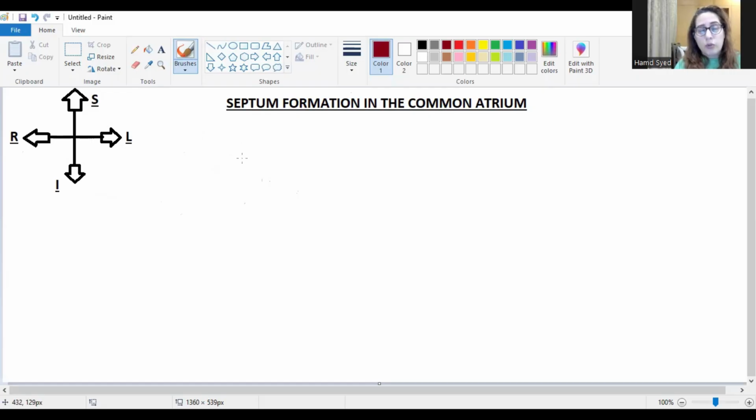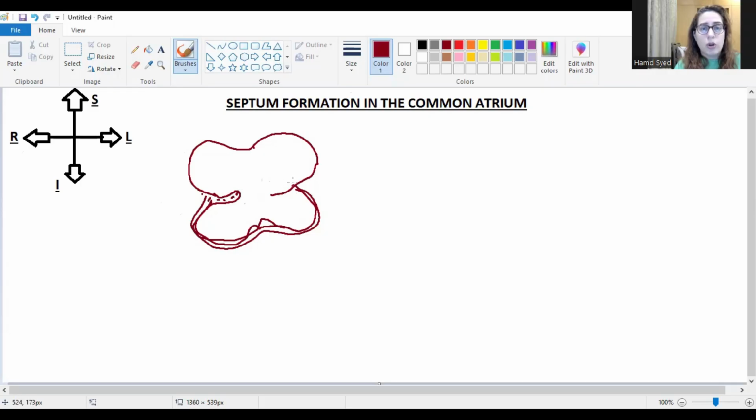So over here now, I'm going to draw the heart in early stages of development, that is in the end of the fourth week, in which we still have a common atrium. And so this here is the common atrium, and just below that you can see is the ventricle. And the ventricle has a thick muscular wall. Now, if we focus on the common atrium and the ventricle, we have these early embryonic tissues which are known as the endocardial cushions.